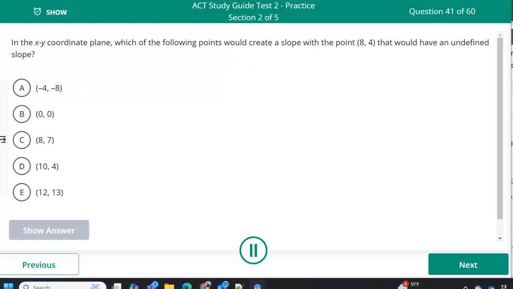Okay, in the xy coordinate plane, which of the following points would create a slope with the point (8, 4) that would have an undefined slope? So vertical lines have an undefined slope. So really all we need here is another point that has the same x coordinate as (8, 4). So we need a point like right here, so that's going to form a vertical line, (8, 4) and (8, 7), and that has an undefined slope.